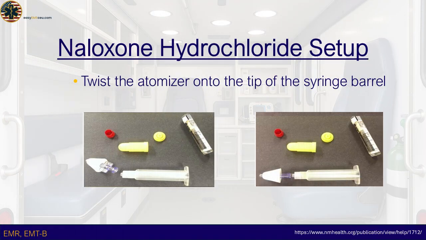After removing the protective caps from both the syringe barrel and the medication vial, twist the atomizer securely onto the tip of the syringe barrel. Make sure the atomizer is threaded properly and tightened to prevent any leakage or disconnection during administration. A firm connection ensures that the medication will be delivered effectively as a fine mist into the nasal cavity.